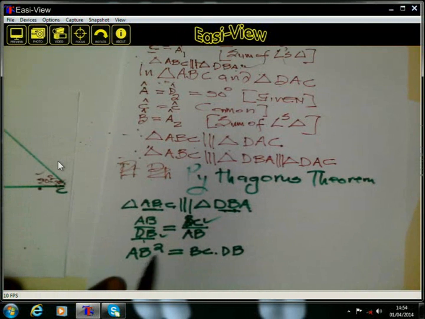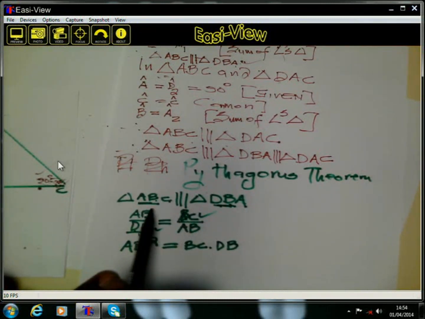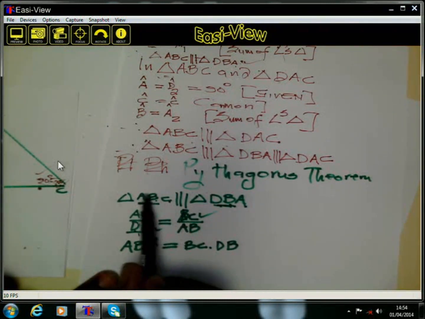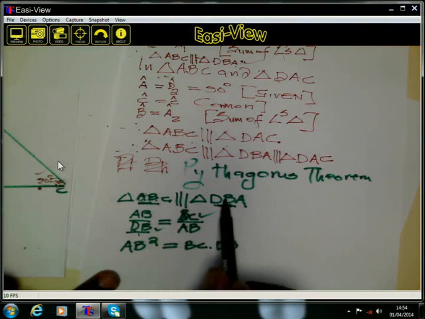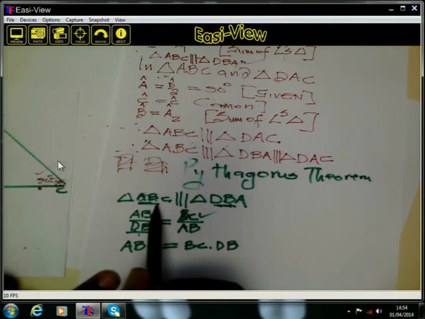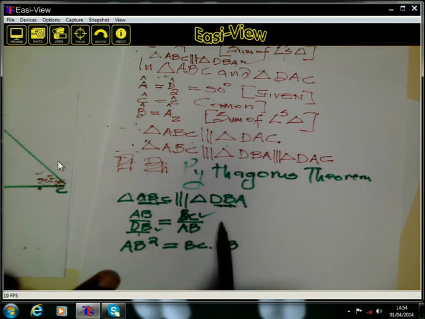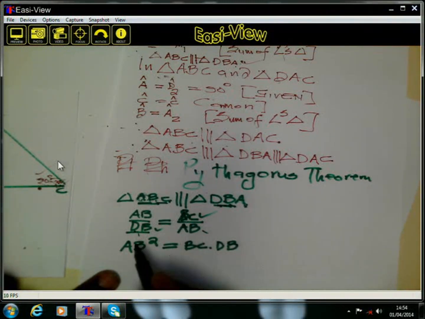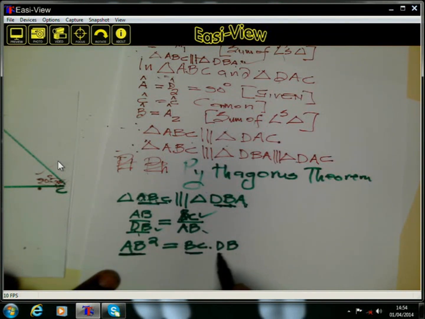I'm taking proportional sides now. Let me repeat that because I know some learners can confuse this. We are looking at AB. When you take this side, AB must be over this side. AB over DB must be equal to this side BC over BA, which I've just rearranged as AB. AB and BA are one and the same, such that when I cross multiply it gives me AB squared, which is equal to BC multiplied by BD.